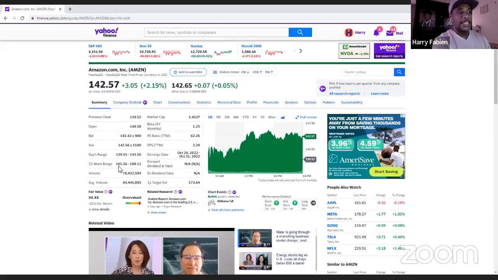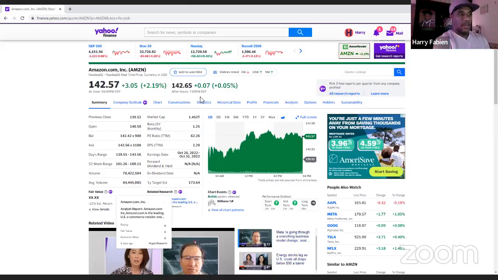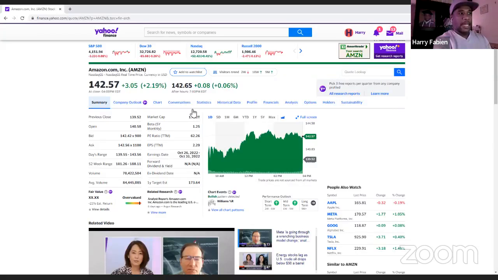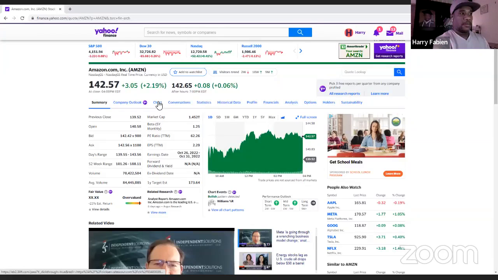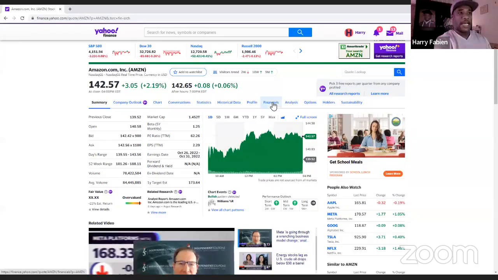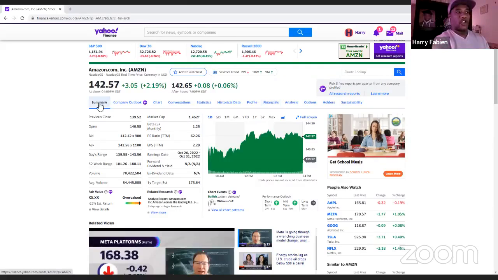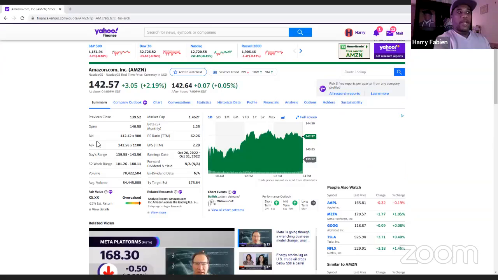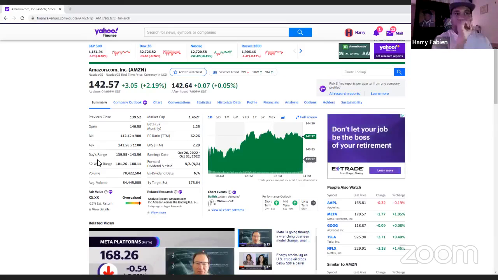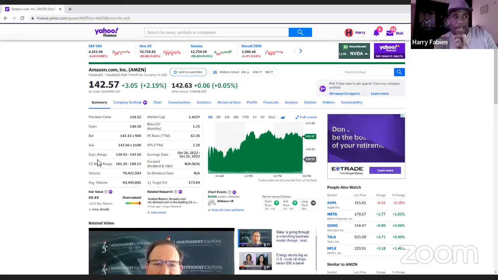And the 52-week range says 101.26 to 188. That's the highest. That's the volume. The average volume is down there. So that's the summary. You can just play on it. Now, if you want to see the chart, you click on chart. All this means something: analysis, financials, options. But I'm going to show you just two things. The summary here, when you click on summary, gives you the previous close, the opening price, the bid and the ask, and the day range, between 139.55 to 143.